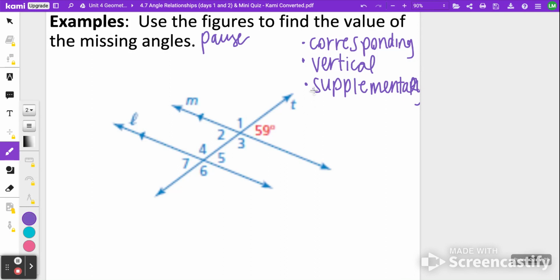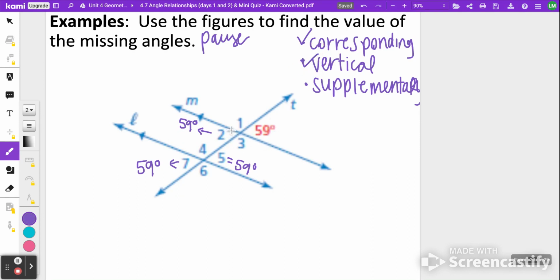Talking about corresponding, 59 corresponds with angle 5, so angle 5 is 59 degrees. Vertical angles, angle 5 is vertical from angle 7, so angle 7 is also 59 degrees. And 59 degrees is opposite from angle 2, so angle 2 is 59 degrees. Okay. The final part is supplementary.